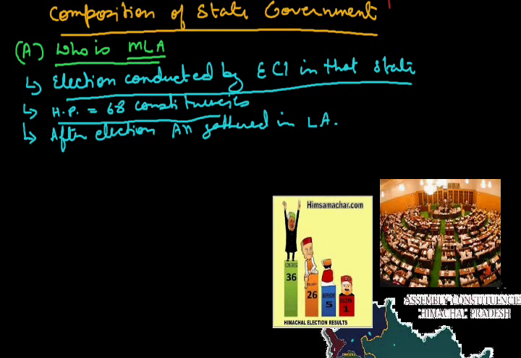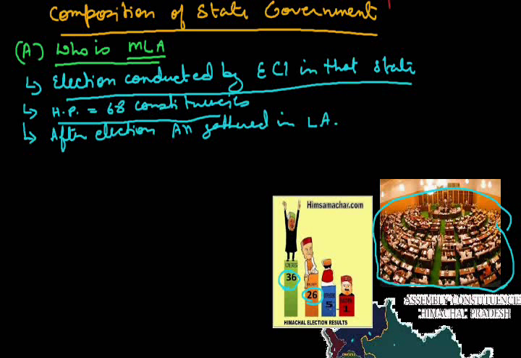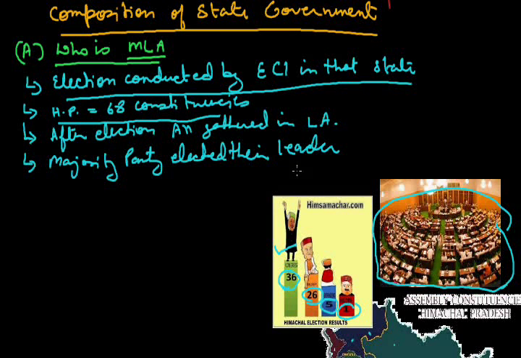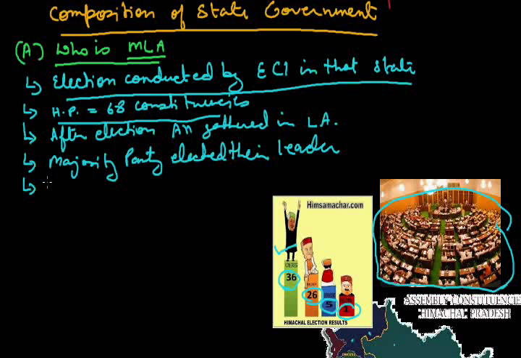After elections, they all gather in the legislative assembly, as you can see here. Now, in the election result of Himachal Pradesh, 36 seats were won by the Congress Party and 26 by the BJP, and the rest were won by independents and others. So the majority was taken by the Congress Party. Now the majority party elects their leader, as here.